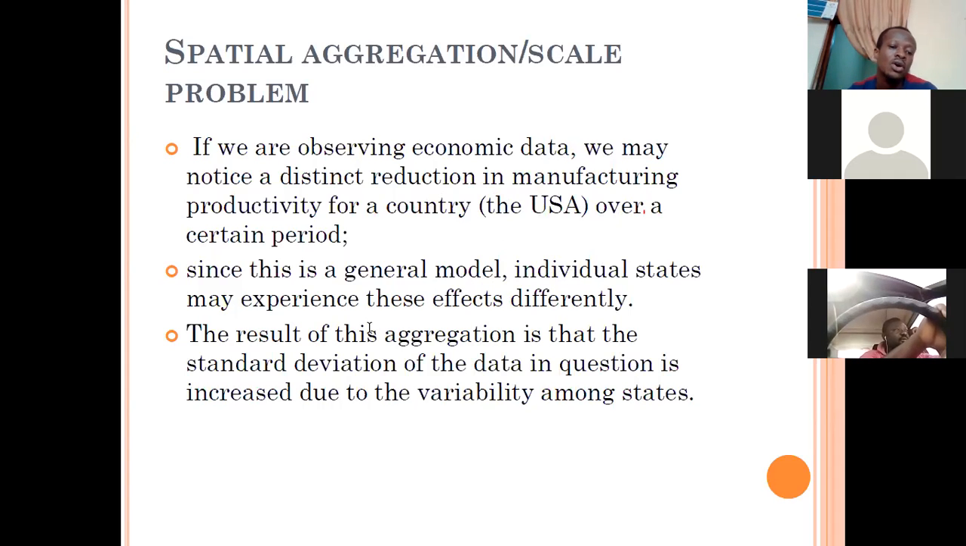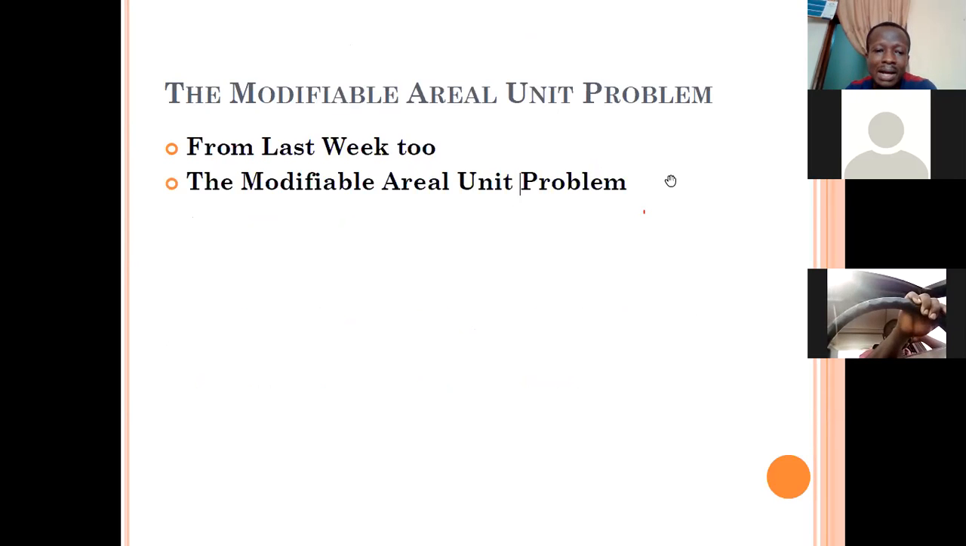All right. So the result of the aggregation is that the standard deviation of the data in question is increased due to variability amongst the states. So we are not supposed to aggregate data, but we sometimes don't have a choice but to report for a region. We can't just ignore the use of statistics. We have another 10 minutes and then I think we are done.